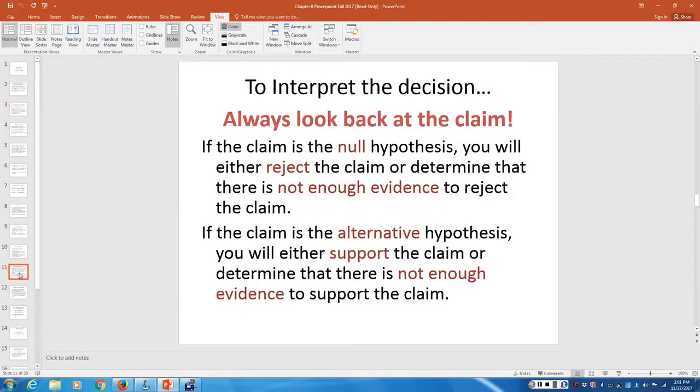And then when you interpret your decision, you always look back at the claim. If the claim was the null hypothesis, then you'll either reject the claim or you will determine there's not enough evidence to reject the claim. If the claim is the alternative hypothesis, then you will either support the claim or you will determine there's not enough evidence to support the claim. Okay?